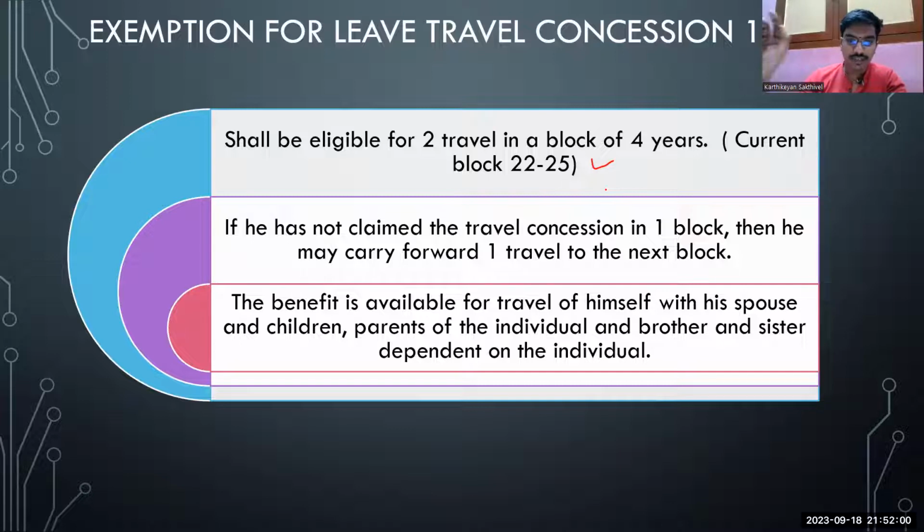26 to 29 ஓட பிளாக்ல வரச்சே நீ அந்த பிளாக்குக்கு ஒரு 2 years 2 travels eligible. பட் இந்த கரண்ட் பிளாக்ல இருந்து ஒரு டிராவல் போகுது இல்ல, அதையும் நீ அந்த பிளாக்ல இது பண்ணிக்கலாம். ஸோ பேசிக்கலி யூ கேன் கோ ஃபார் 3 travels. கிளியர்? செகண்ட் பாயிண்ட் புரிஞ்சுதா?